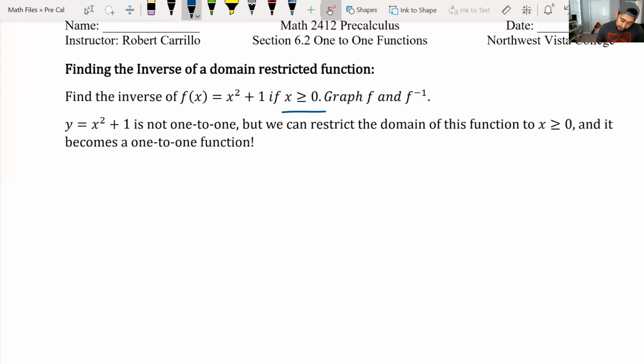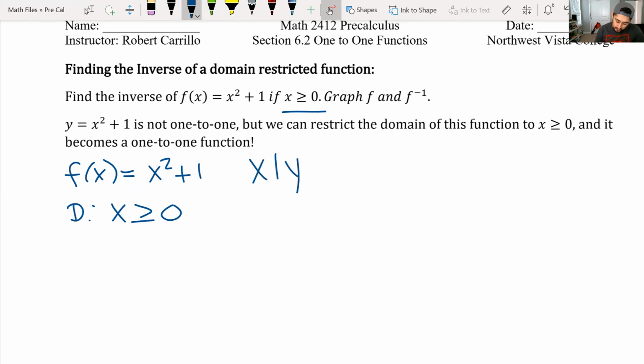All right, so first thing we want to do, let's go ahead and make an XY chart for the original function. So here's f of x equal to x squared plus 1. Its domain is any x value greater than or equal to 0. So for my XY chart, I have to obey the domain, so I choose anything greater than or equal to 0. 0, 1, 2, 3. That's probably good enough.